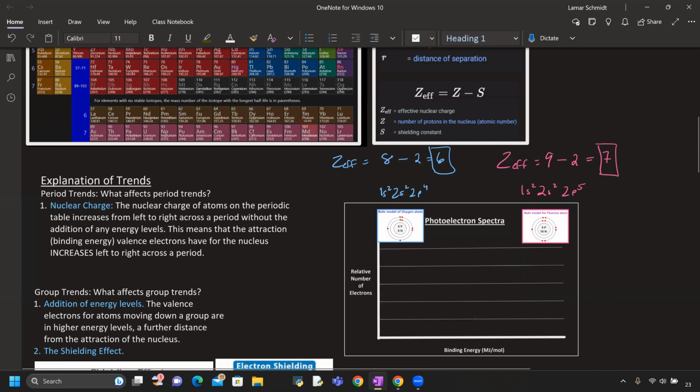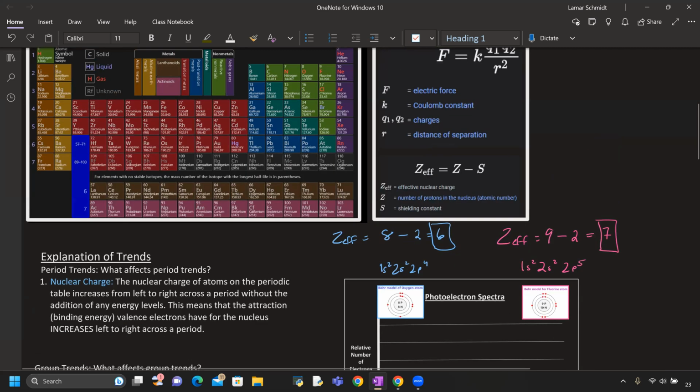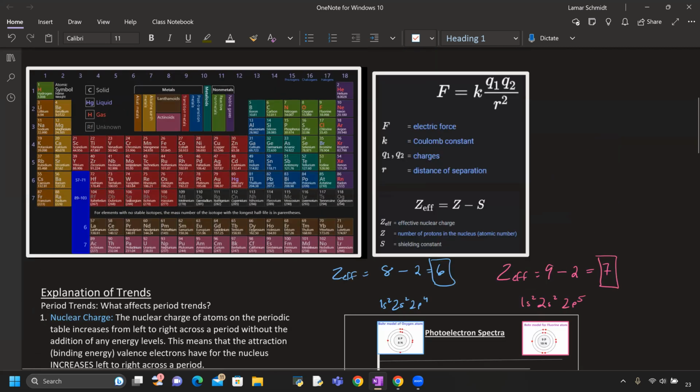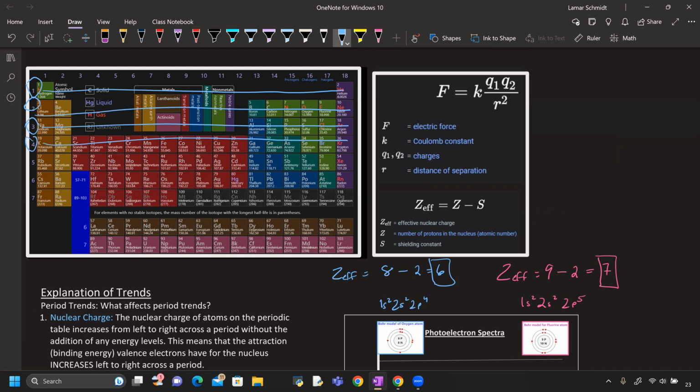So, the explanation of trends. For period trends, I mean we're moving left to right across a period. You could move either direction, right to left or left to right, but I'm going to be referring to left to right. So this is period 1, period 2, period 3, period 4, and so on, and we see that right here, period numbers are listed. That's not a very hard concept to gain.